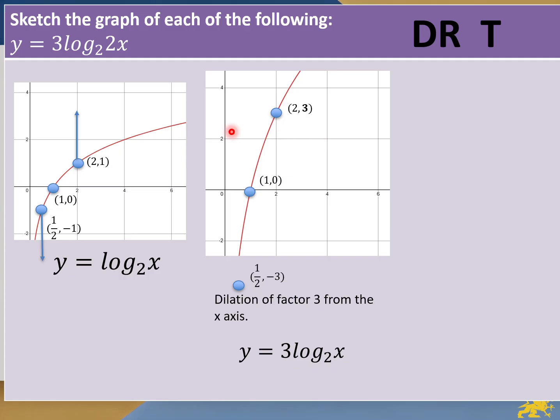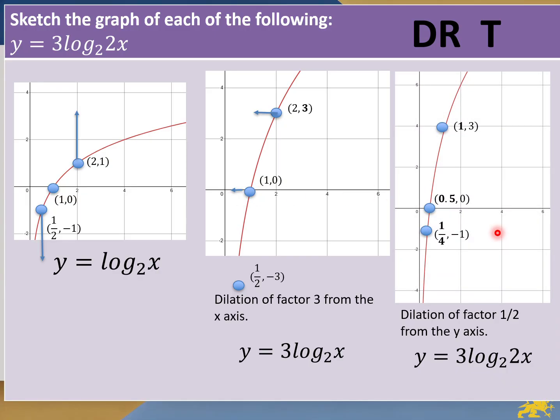Next part we need to look at is this 2 in front of the x. We talked about dilation when it's from the y-axis. If it's 2x, it's going to be a dilation of a half. That means it is compressing and getting closer to the y-axis. So this is 2. Half of 2 is 1, so it'll be here. And half of 1 is a half, so it will be moved there. So that's the first thing that we needed to have done. Just ignore that part. That should have been down here, -3.